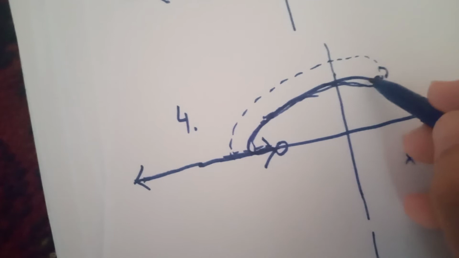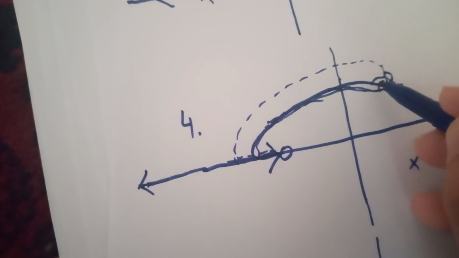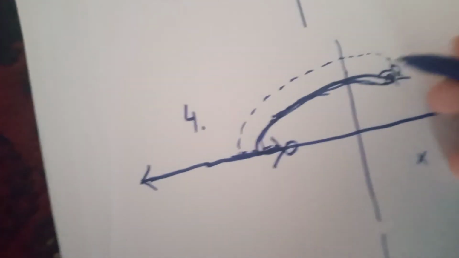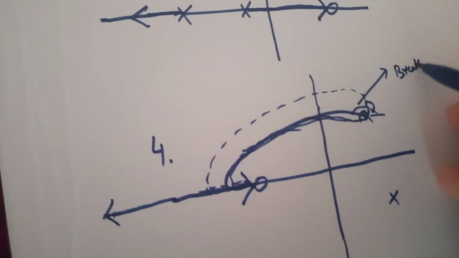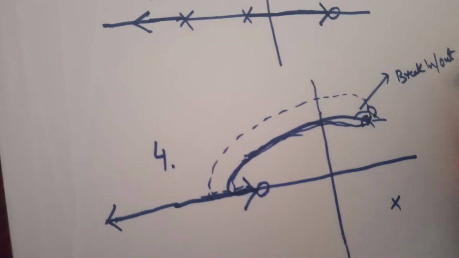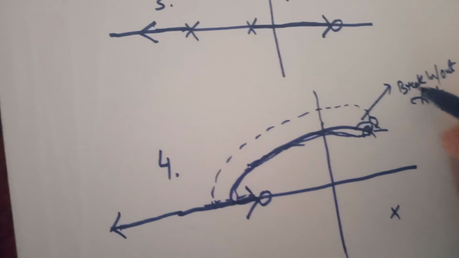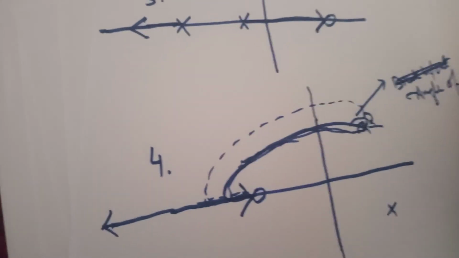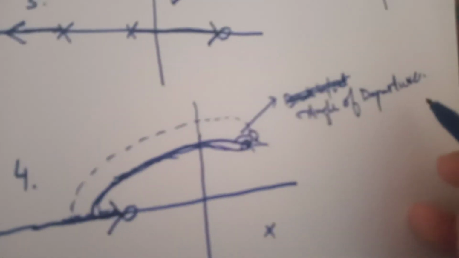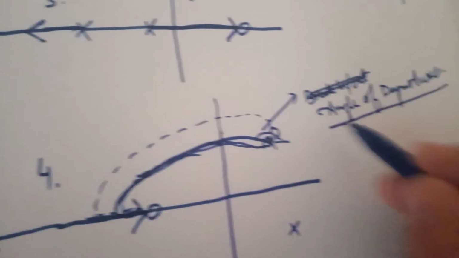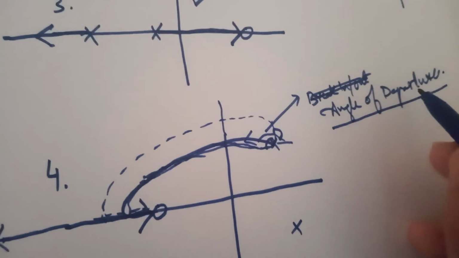It has some angle, so it has a different angle and it has a different angle. The thing that we need to know is this angle, and this is known as break-in or breakout angle, or angle of departure is much better. Angle of departure. In break-in points, these are known as angle of departure because this departs from the pole. If there is a zero, it is known as angle of arrival.